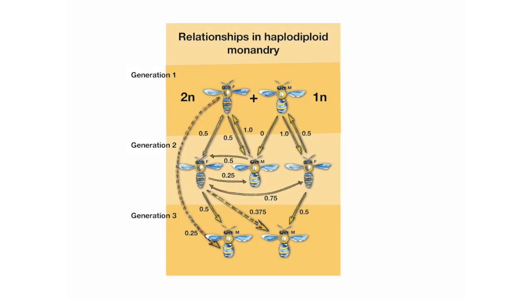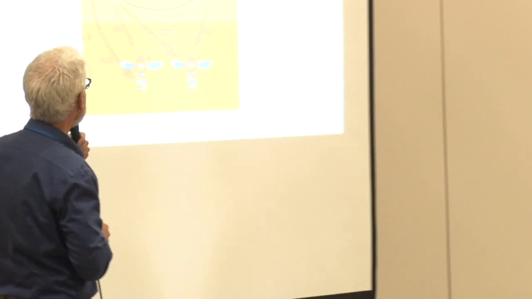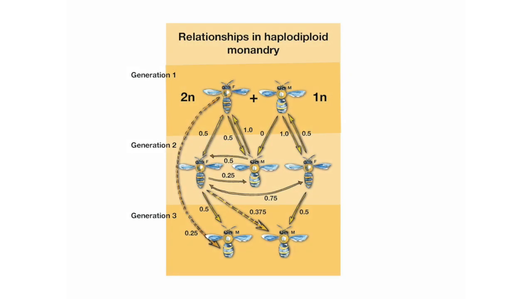Okay, so what this means for us, don't despair. This is going to be a lot simpler diagram. I'm not going to dwell on it. What this means, because the males have only half of the chromosomes, this makes for some really strange and lopsided genetic relationships in the honeybee colony. What you're seeing here is generation 1, 2, and 3 in a colony that is haplodiploid.